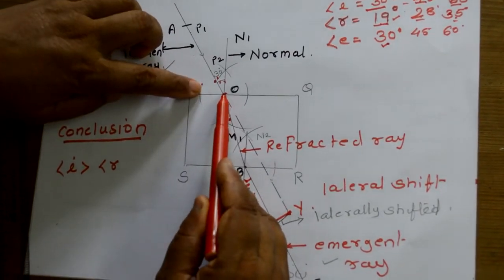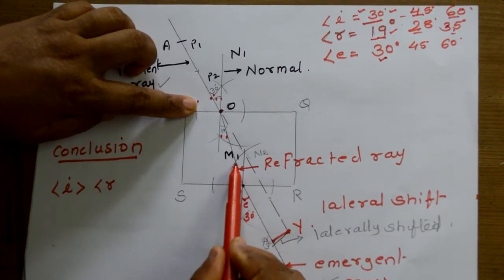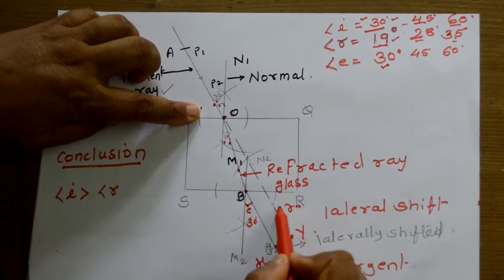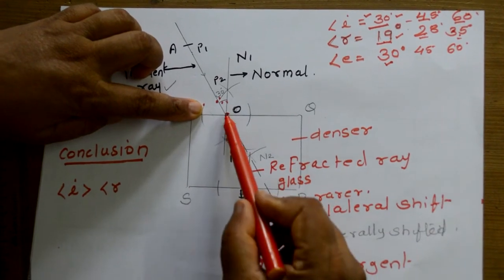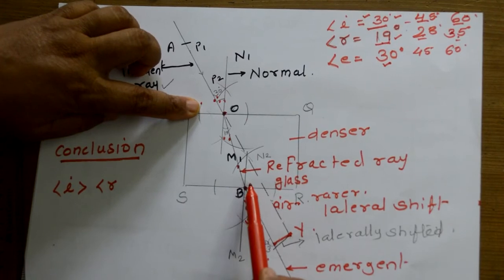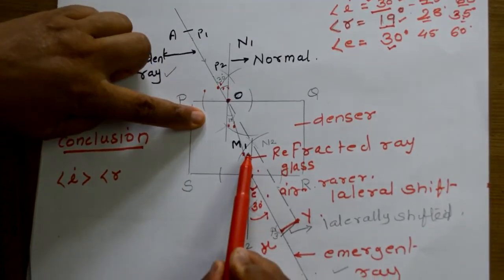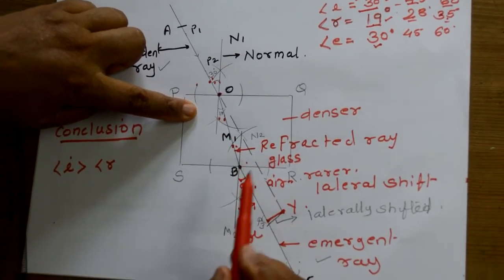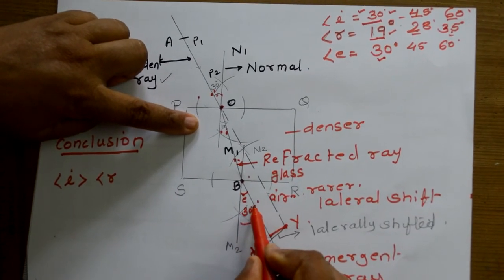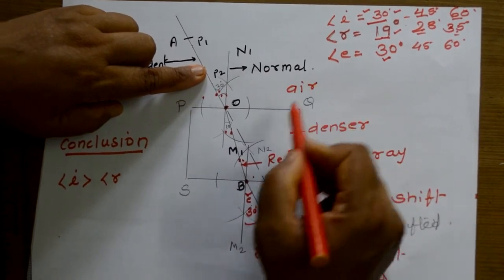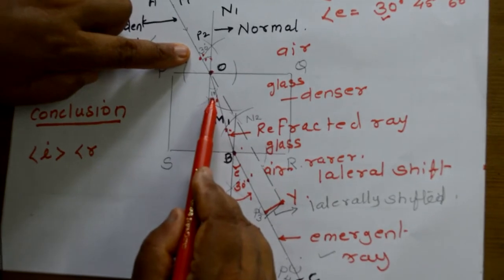When the point O is the refraction point, at that time OB will function as an incident ray from glass to air. This is the denser medium and air is the rarer medium. So when the line OB works as an incident ray and travels from denser medium to rarer medium, it goes away from the normal. The angle of incidence is 19 degrees, then this angle will be 30 degrees. That means the refracted light ray moves away from the normal. But when the light ray enters from air to glass, it bends towards the normal. The angle of incidence is 30, but here the angle of refraction is 19 degrees.